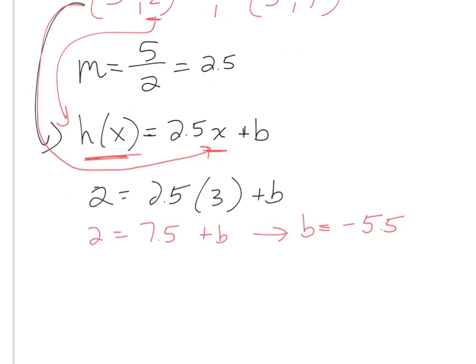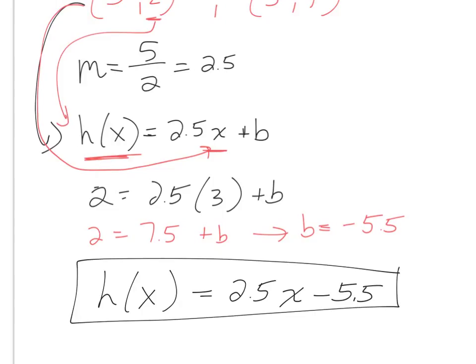So your function for h of x is 2.5x minus 5.5. This is really no different than what we did in chapter 3. Remember in chapter 3, we looked at linear functions: y equals mx plus b, ax plus by equals c, y minus y1 equals m times the quantity x minus x1. It's really the same thing, except instead of y equals mx plus b, I have h of x equals 2.5x plus b, or minus 5.5. But this is still slope-intercept form. Okay, still slope-intercept form here.